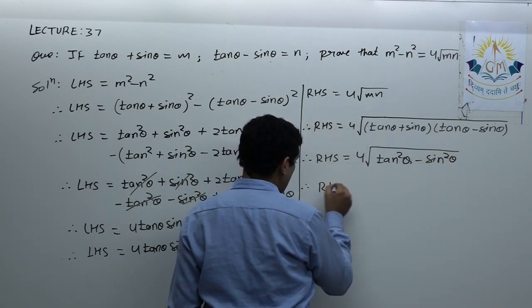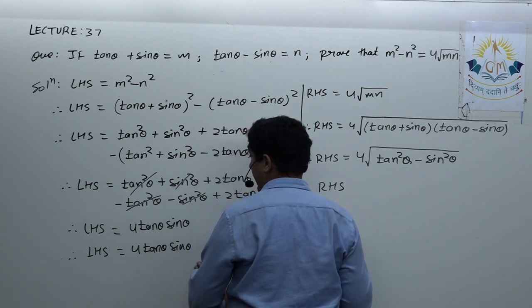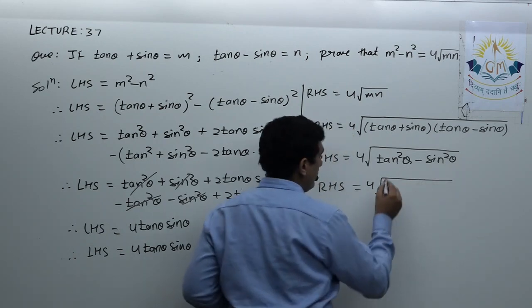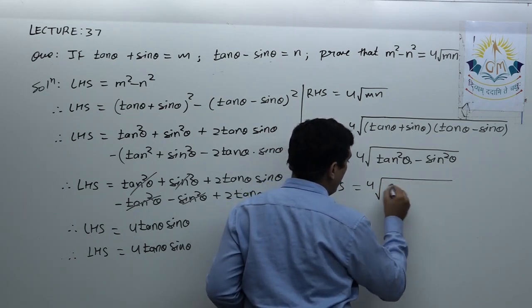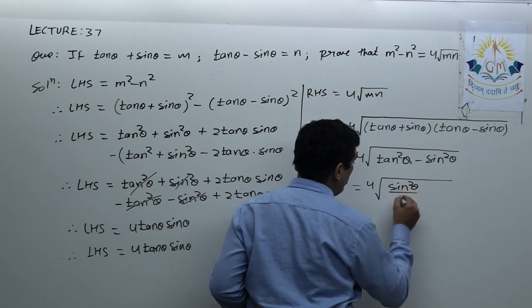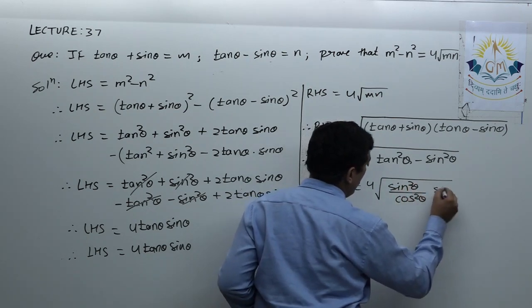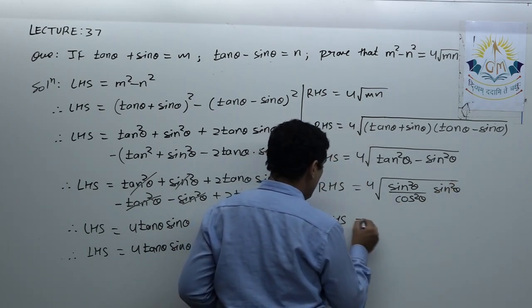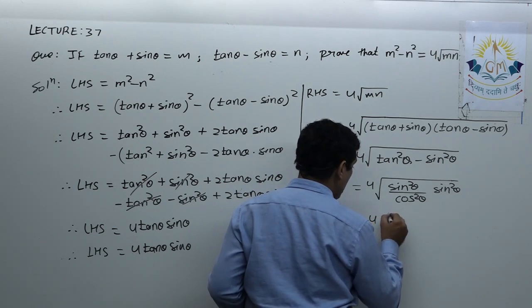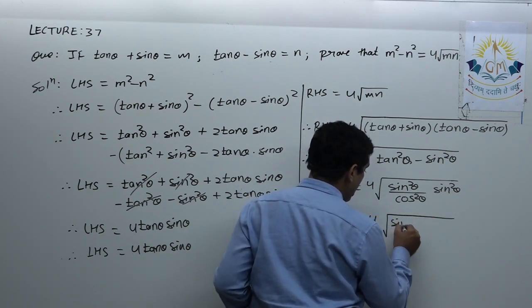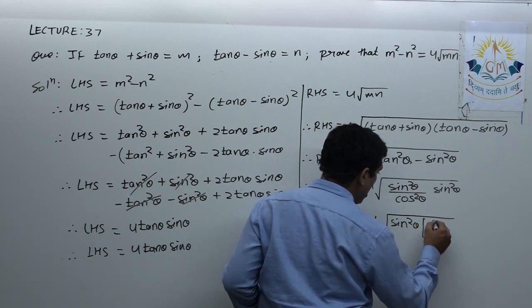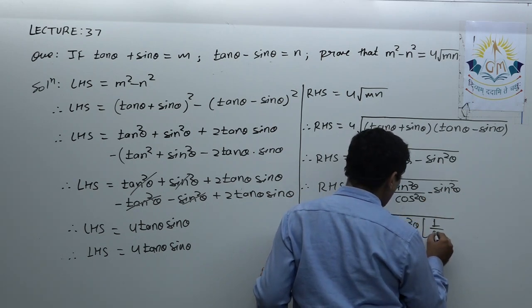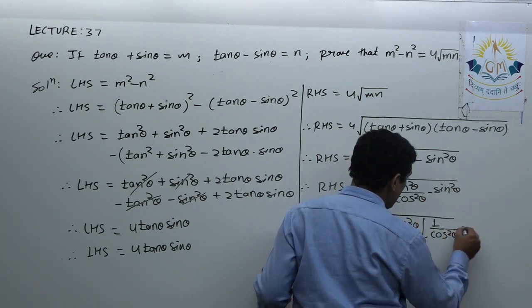Now the left hand side is 4 multiplied by tan theta into sin theta, so we have to simplify this further to get the same expression. So I am writing tan square theta as sin square theta upon cos square theta, minus sin square theta. I converted the trigonometric ratios in terms of sin and cos. Here I can take sin square theta common, so in the bracket I'll be left with 1 upon cos square theta minus 1.